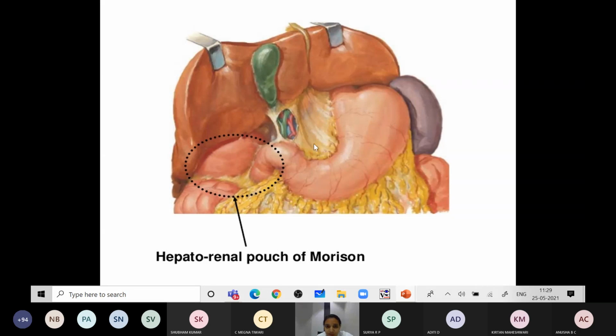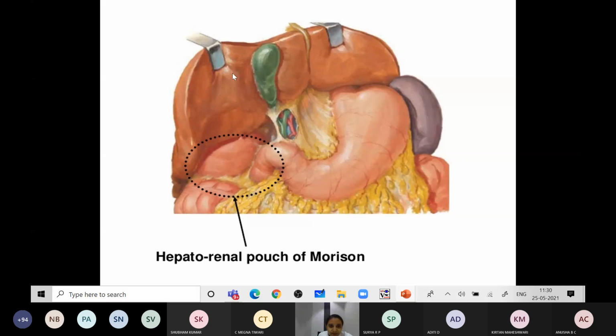Okay, then from the greater part of the greater curvature, this descends down. See, this is the hepatorenal pouch of Morrison. The liver is pulled upwards so that you can see the hepatorenal pouch of Morrison. This is the right kidney, right colic flexure forming the posterior boundary of the hepatorenal pouch of Morrison.